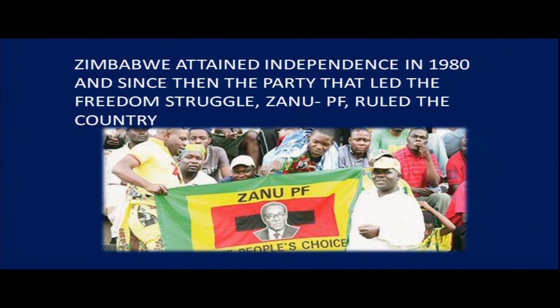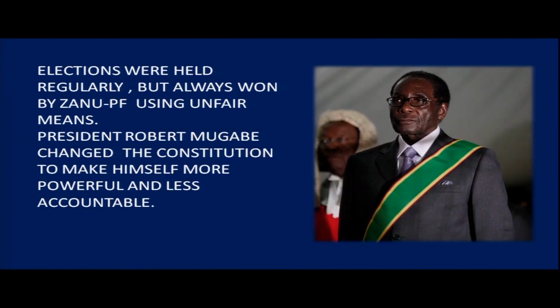Zimbabwe attained independence in 1980 and since then the party that led the freedom struggle, ZANU-PF, ruled the country. Elections were held regularly, but it was always won by ZANU-PF using unfair means. President Robert Mugabe changed the constitution to make himself more powerful and less accountable. This is something which is practically impossible in a democracy where the government is responsible and accountable to the people.